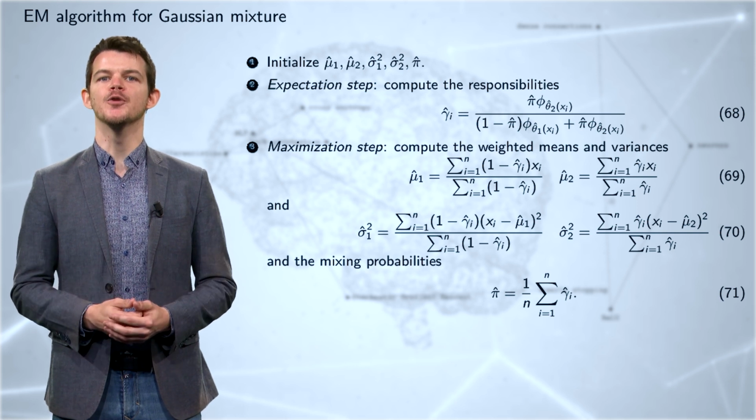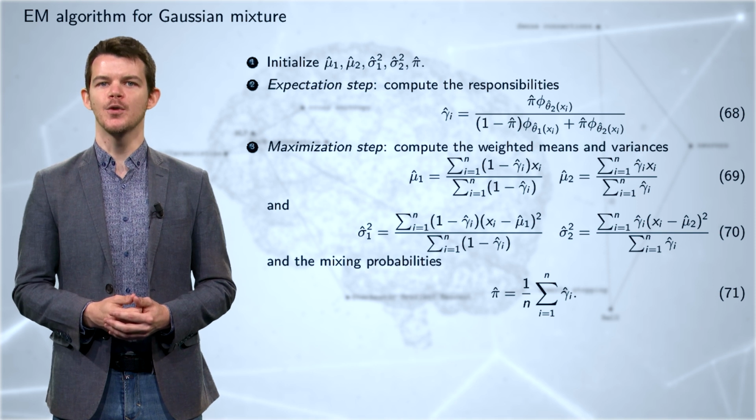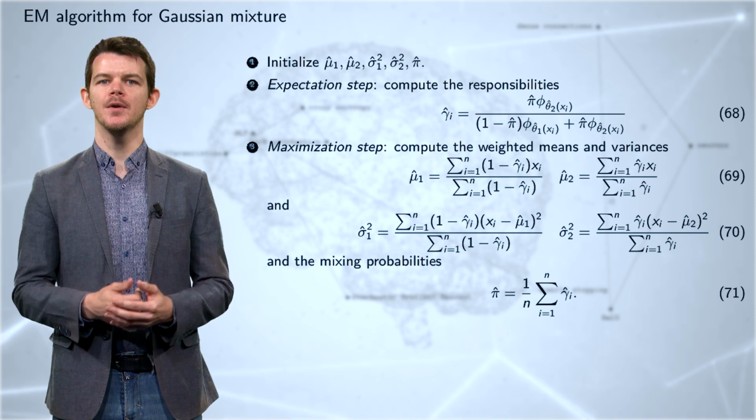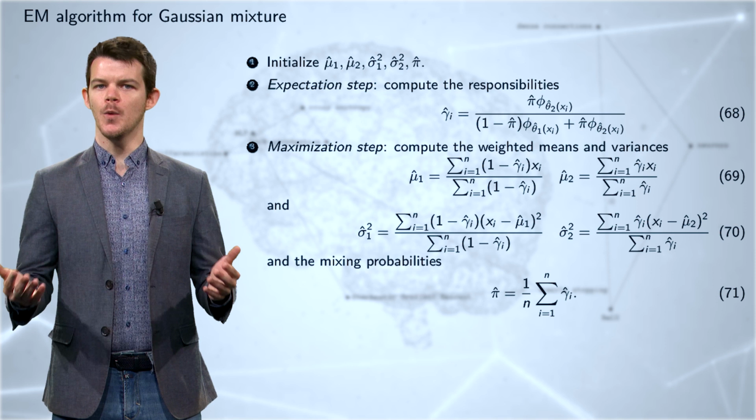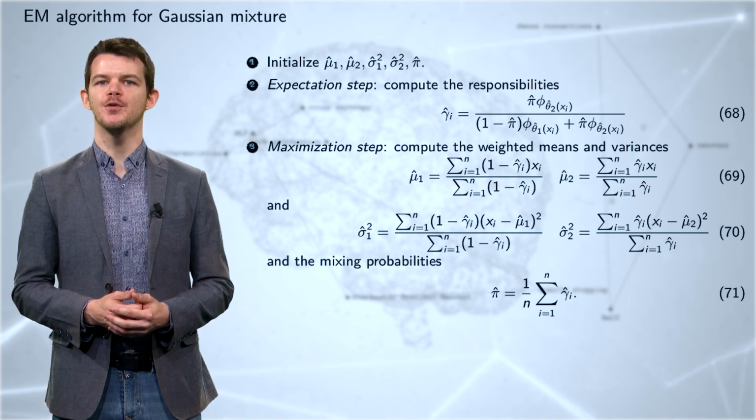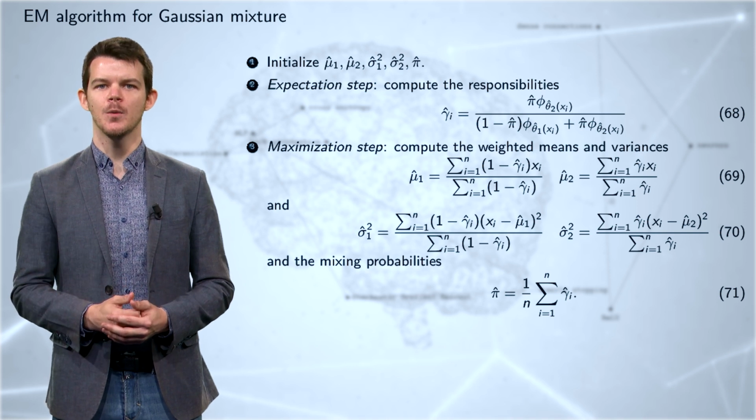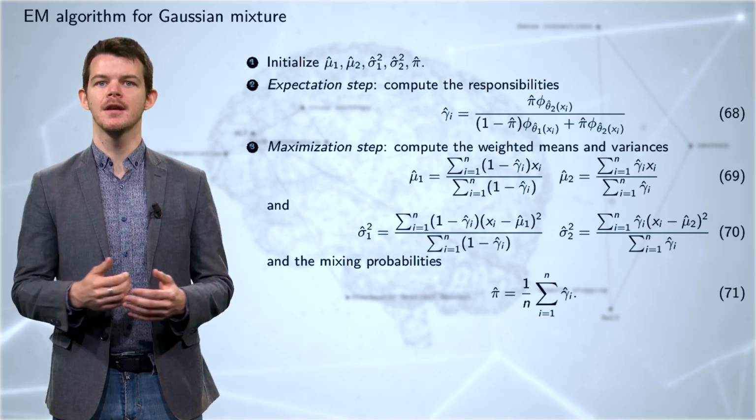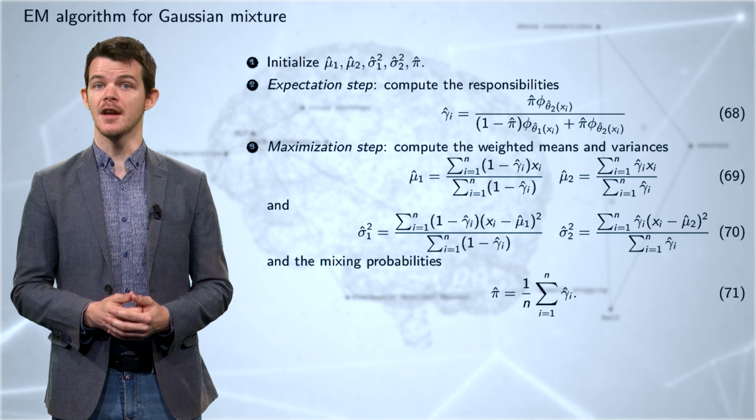For example, the points that contribute the most to the expression of μ1 are the points for which gamma I hat is close to 0, which corresponds to points likely to belong to the first Gaussian distribution. So quite logically, to compute the mean of the first Gaussian distribution, we just compute the weighted mean of all points where the weights, the gamma I hat, correspond to the probability that a point belongs to the first Gaussian distribution. It's exactly the same for the other parameters.